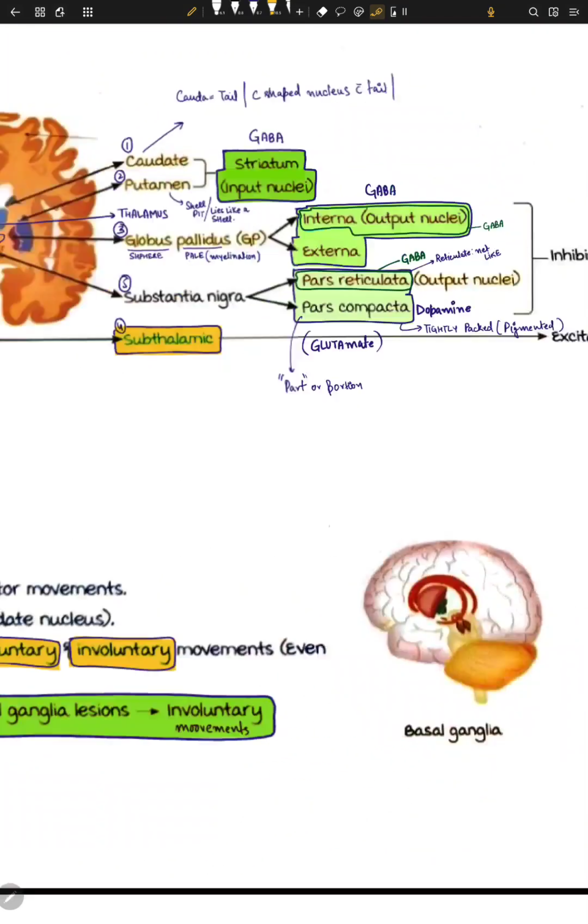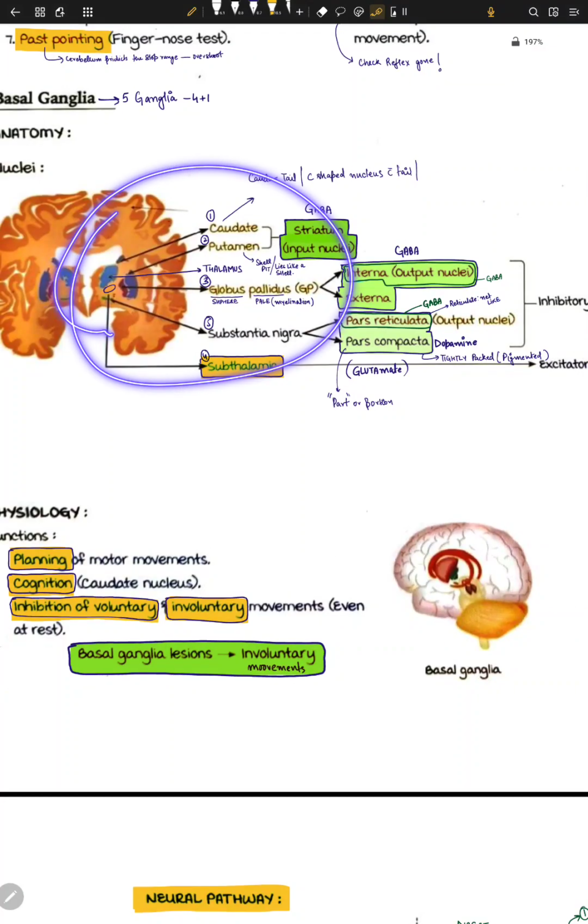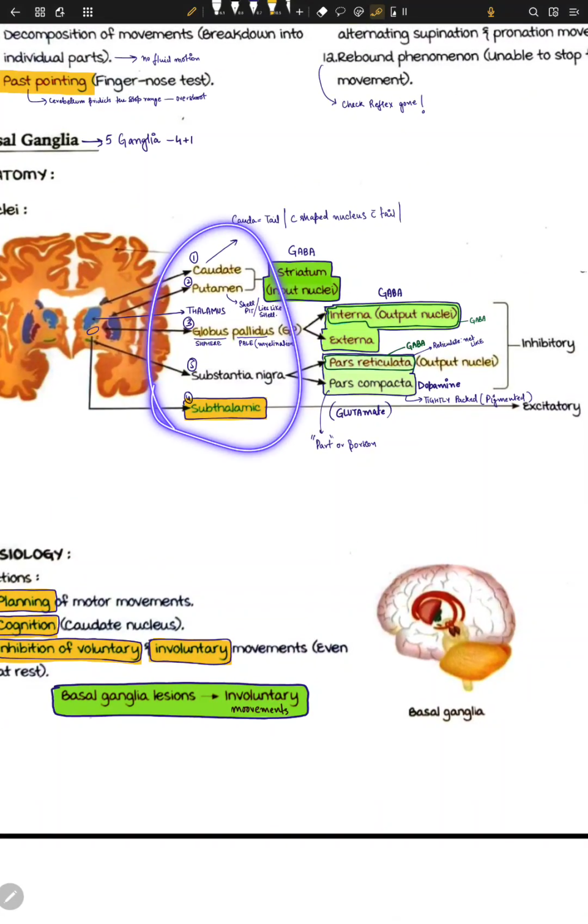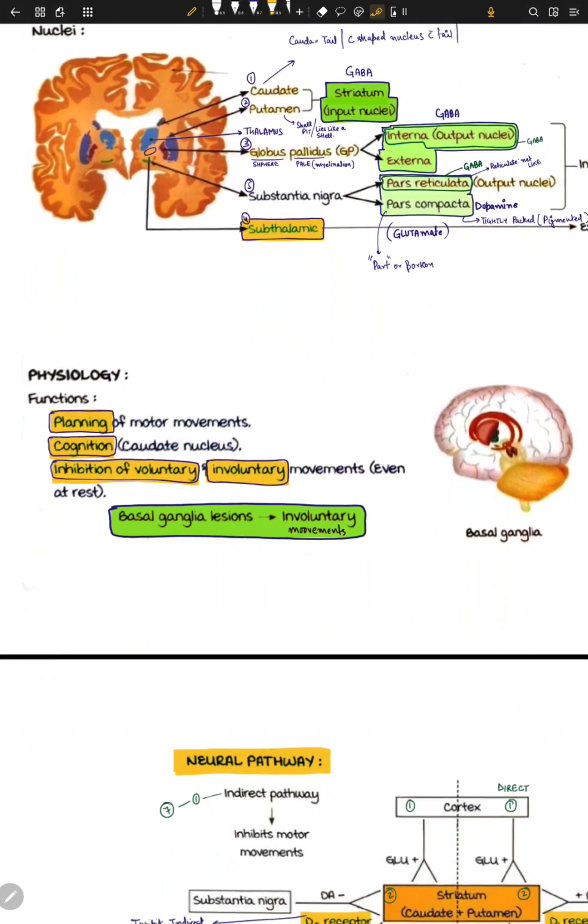It is excitatory. So these are like basic parts. It's not anatomy, it's really just a glimpse, okay? What about physiology?